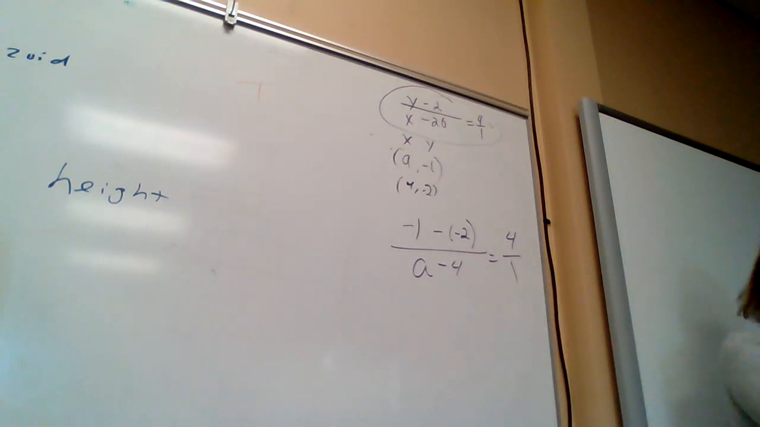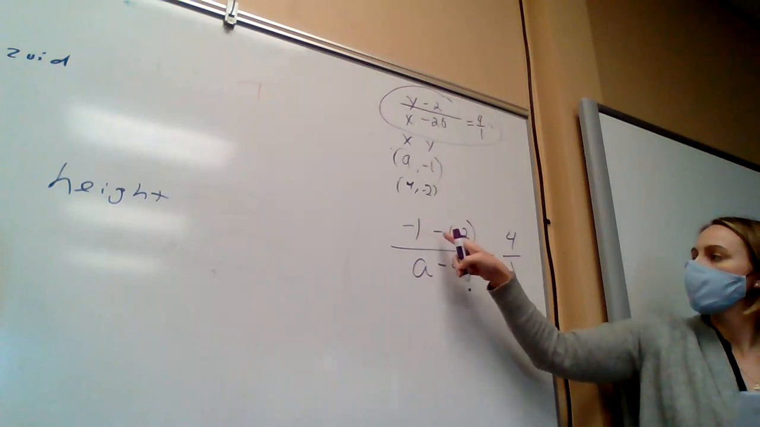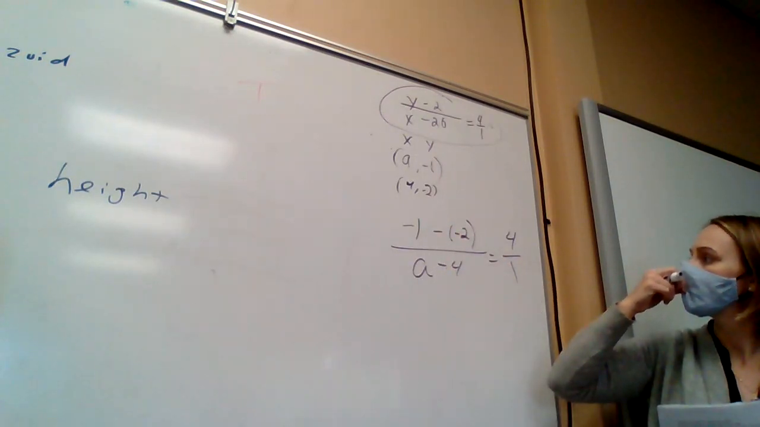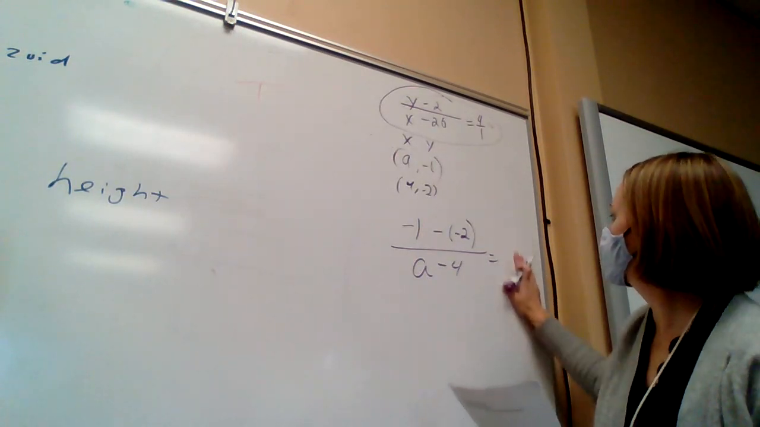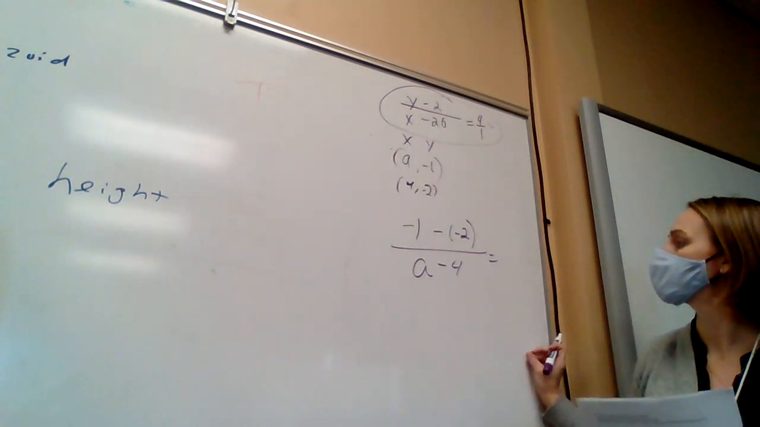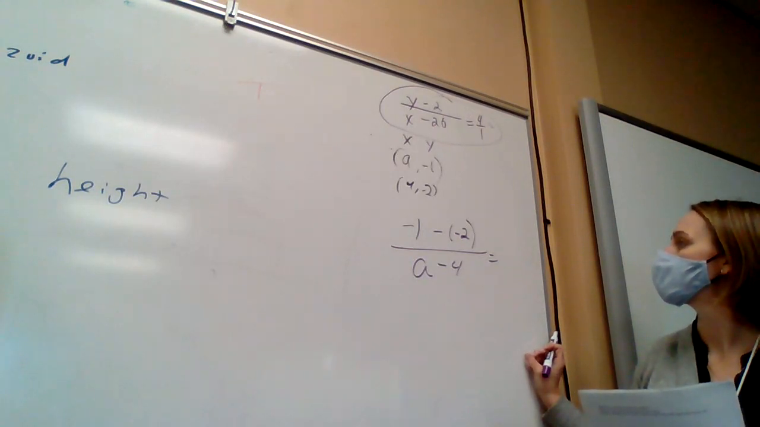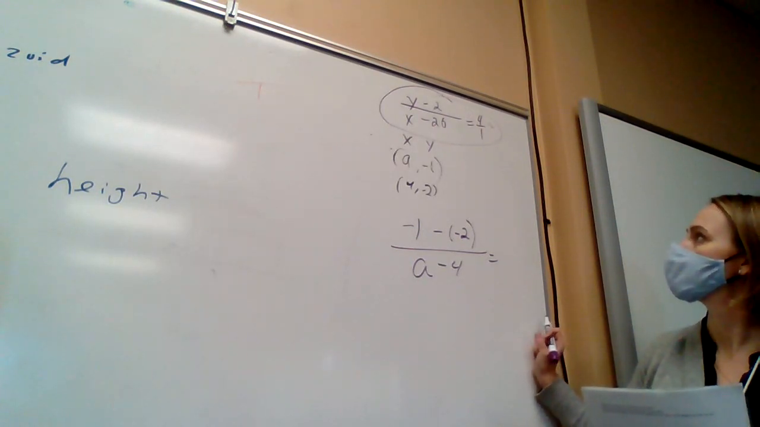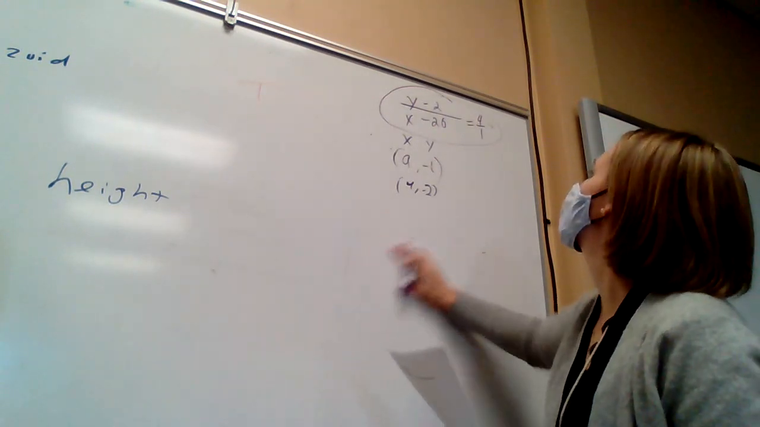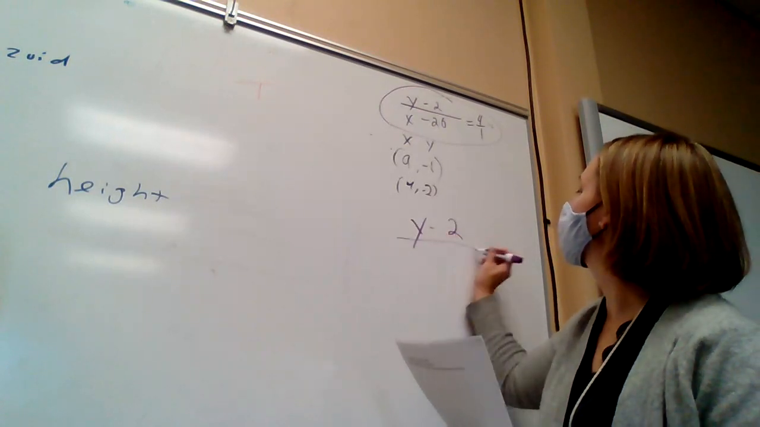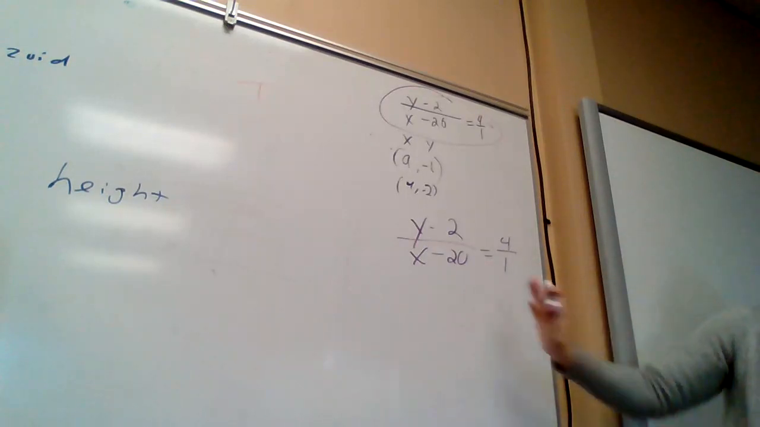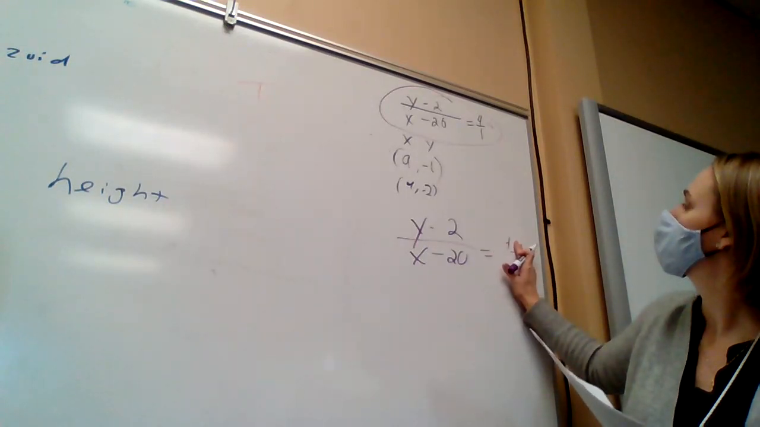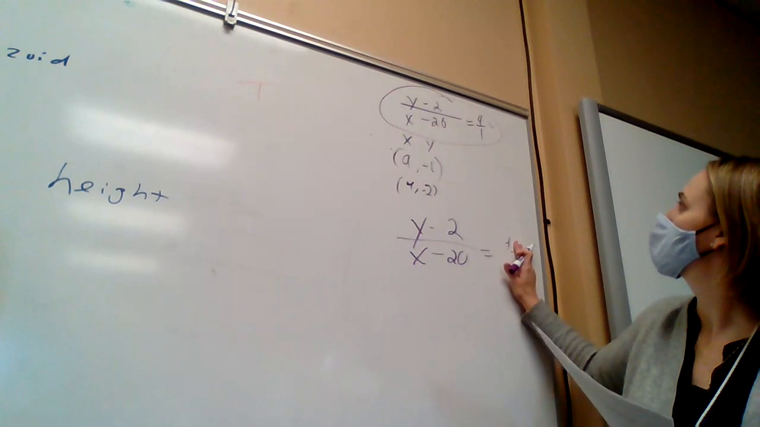I thought it was 3. Negative 1 minus, oh wait, you lost me on that equation. Hold on. I guess that's stupid. Hold on. You're not stupid. Yeah, you are. I'm two personalities. Okay, y minus 2, x minus 20 equals 4 over 1. It might be easier for 16 over 4.